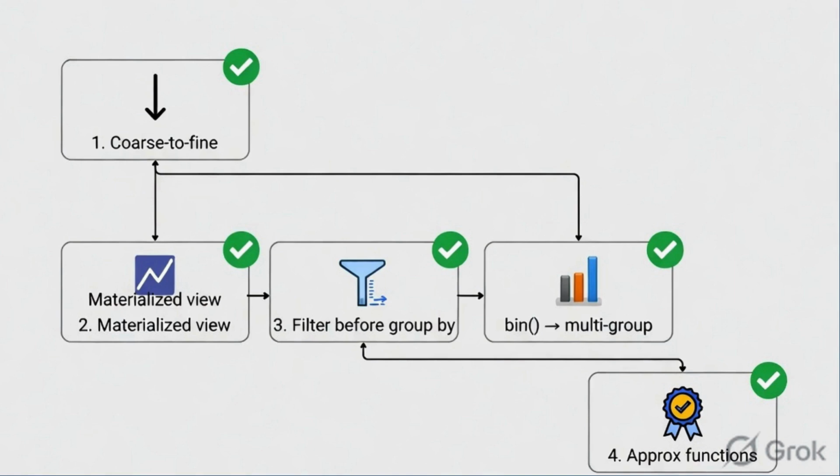All green checks because these patterns work together. Coarse first, pre-aggregate, filter hard, bin smart, approximate deep. Follow them, and your hierarchical queries stay powerful without crashing the cluster. Perfect for real production drill down.